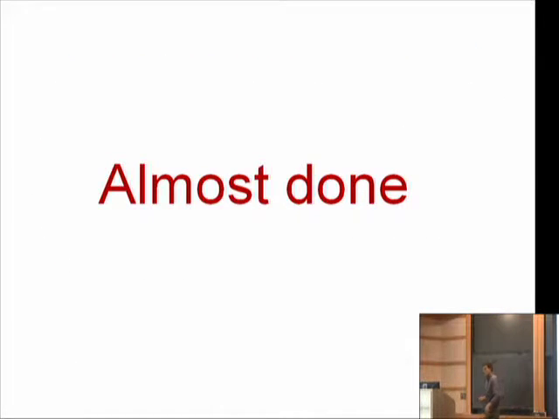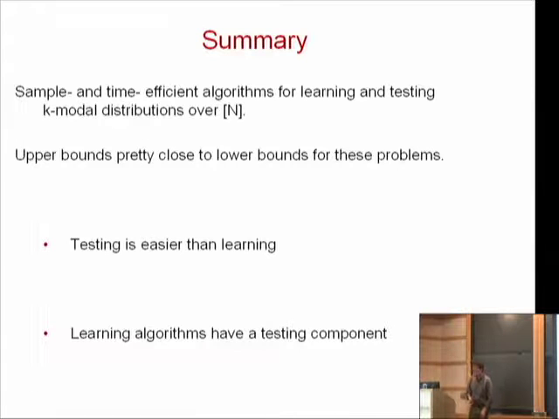So we're almost done. Just to wrap up, we looked at algorithms for these learning and testing problems for k-modal distributions. We have algorithms that are pretty efficient in terms of their running time and their samples. The upper bounds are pretty close to the lower bounds. And the takeaway message is that the testing problems are provably easier than the learning problems, and also that there seem to be nice connections between testing and learning for these problems, right? Our learning algorithm had this testing component, and I kind of glossed over it at the end, but our testing algorithm is based on the same things we did for learning.